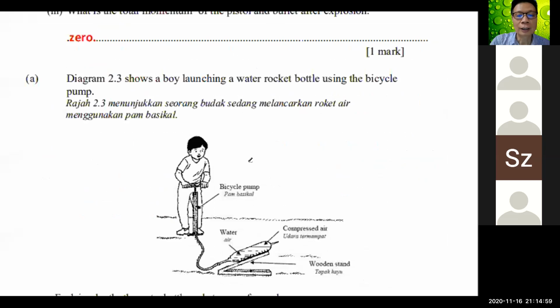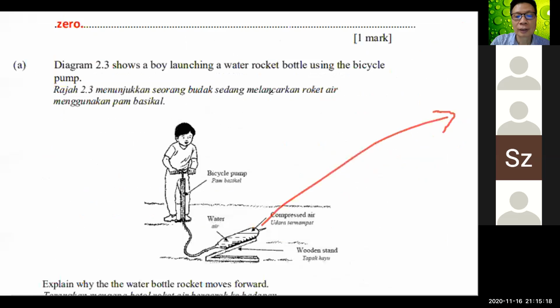Okay, now. The diagram shows a boy launching a water rocket. The boy pumps, then suddenly releases, so the rocket flies very far. When he pumps, the water inside gets high pressure. The air compresses the water, so it becomes high pressure. When the pressure is very high already, suddenly you release, and the water and the air will come out.